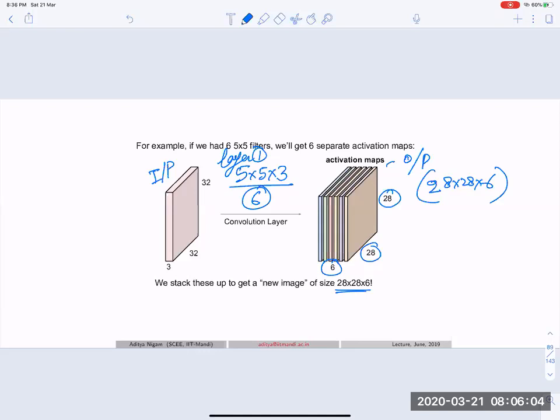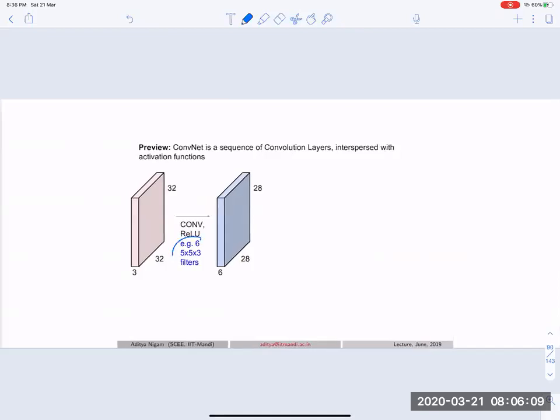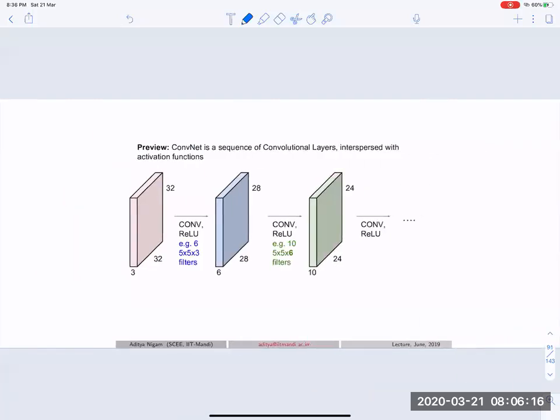So here I have applied 5 by 5 by 3 and 6 such filters. I have got 28 by 28 by 6, and suppose that over that I again apply, say, 10 filters of 5 by 5. But this time it has to be 6. It's not going to be 5 by 5 by 3, because this 3 and this 3 has to match, and this 6 and this 6 has to match. That's why it's 5 by 5 by 6 filters we have applied.